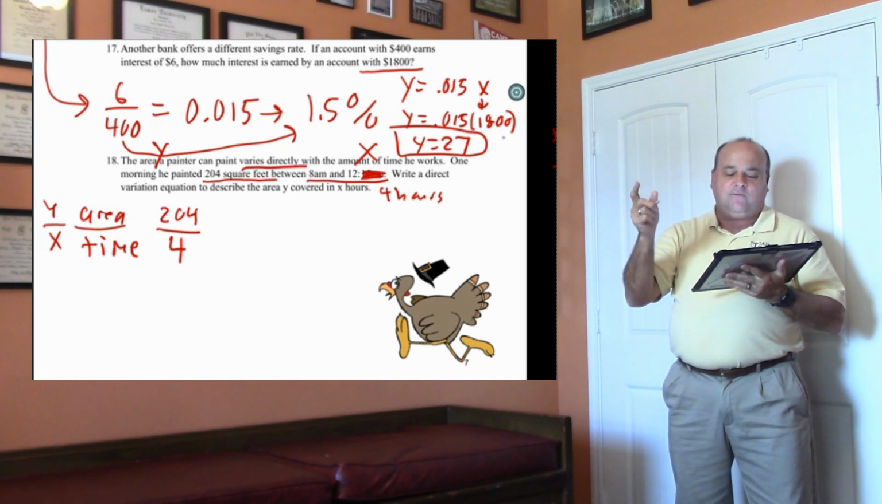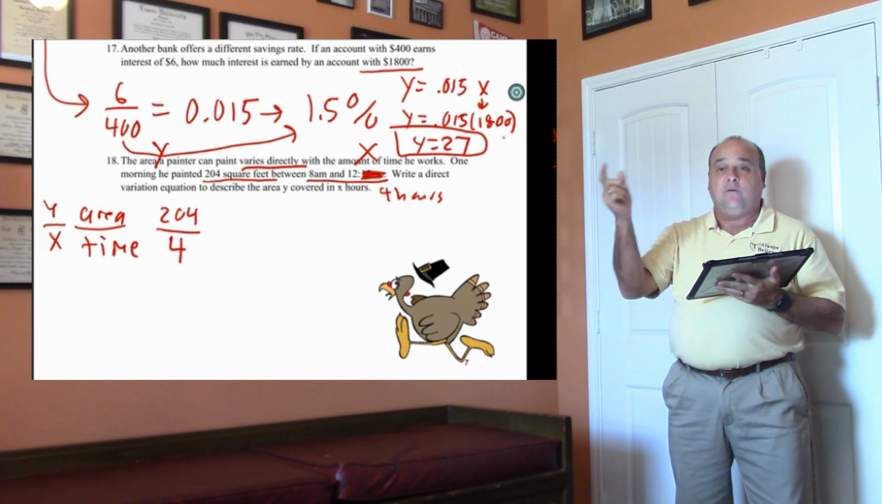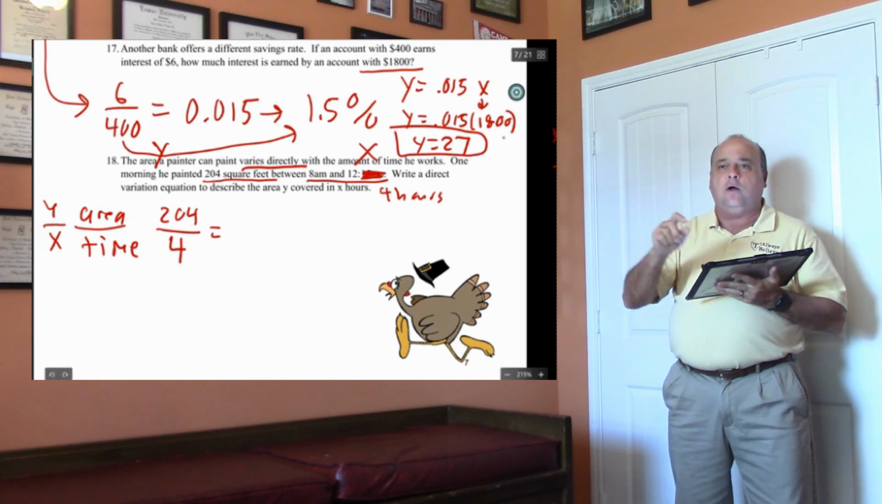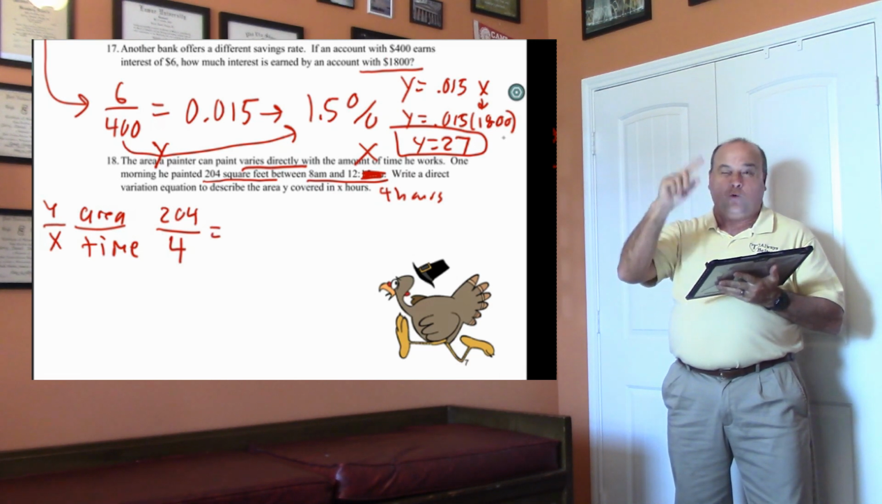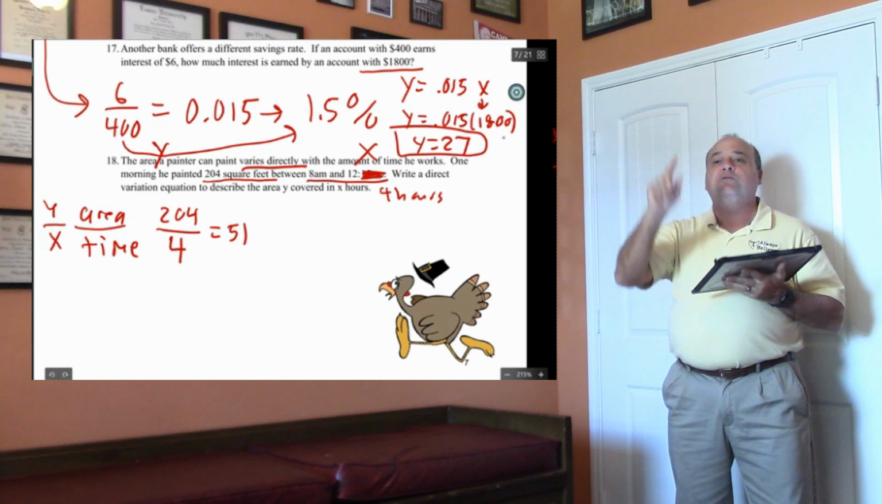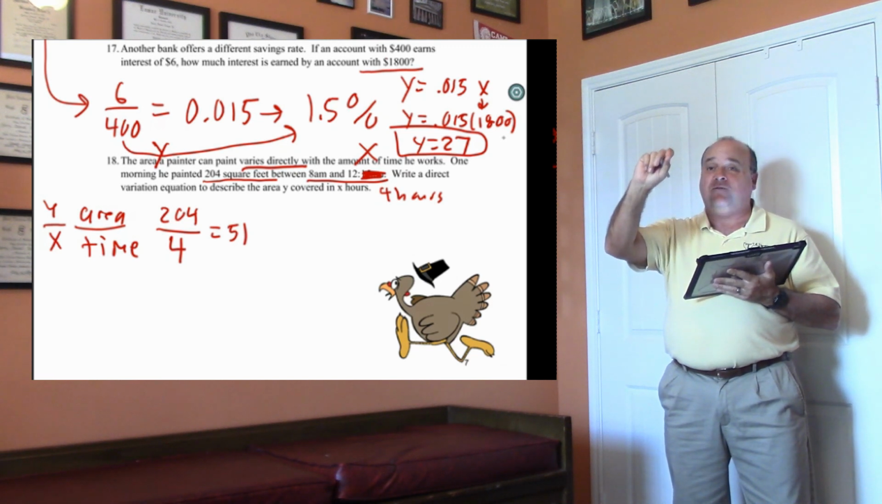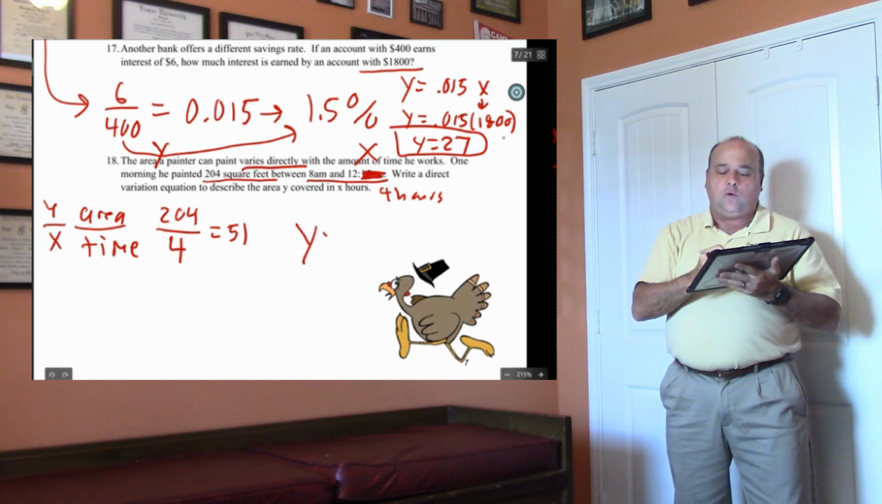Write a direct variation to describe the area y covered in x hours. Divide that on your calculator. 204 divided by 4 is 51, which means he can do 51 square feet in 1 hour. So our equation would be y equals 51x.